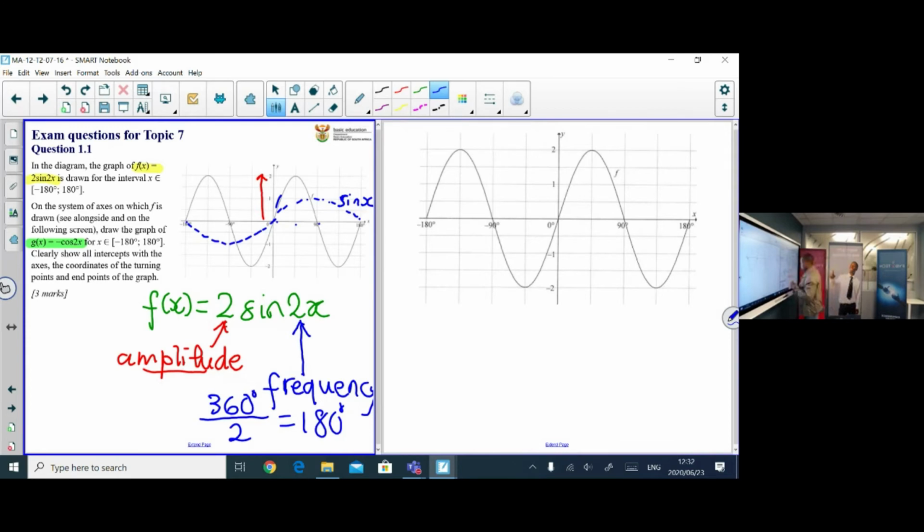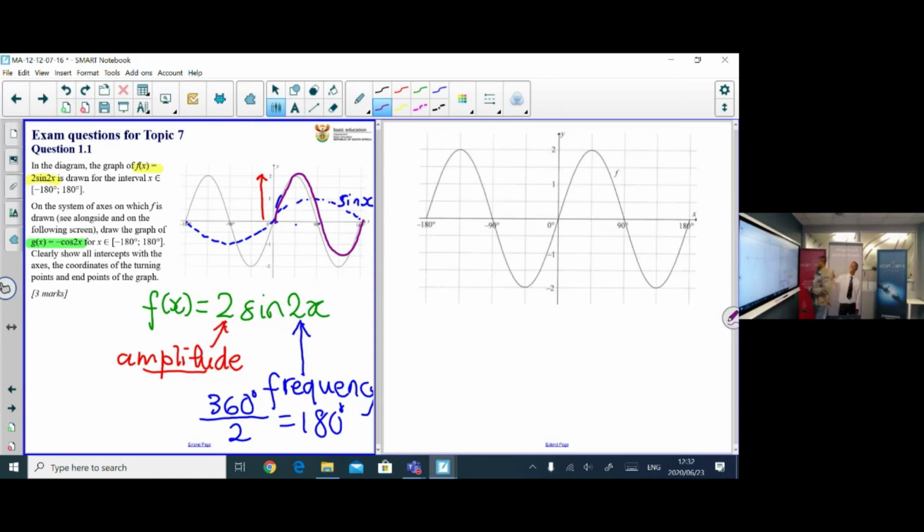So in this case, your graph will be very quick in that way. In just 180, it is a complete wavelength, as you can see from point to point. So then the two halves make a complete wavelength. So that is how these numbers affect the graph.